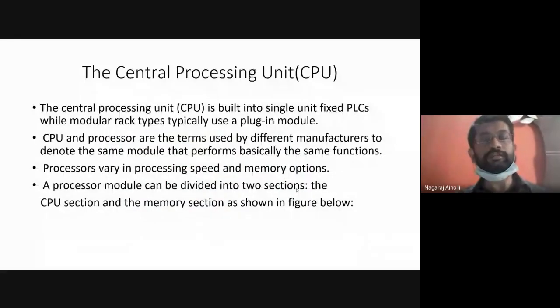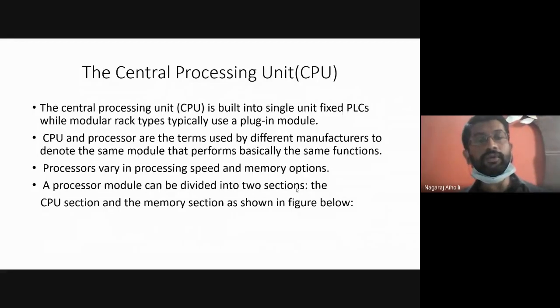There are two types of central processing units. One is called the fixed PLC type, another one is called the plug-in type. In the fixed PLC type, the CPU comes inbuilt within the PLC itself. It is fixed. You cannot remove it, you cannot replace it. There's another type called the plug-in type. Plug-in type means you can plug and play. You can remove it whenever you want, or insert it whenever you want into the PLC module. So these are the two types of CPUs.